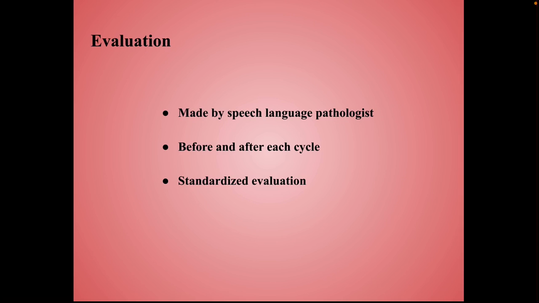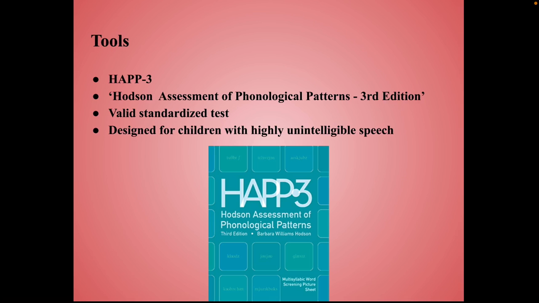The evaluation would be made by a speech-language pathologist before and after each cycle, and it would be a standardized evaluation. The tool that you would need for that is called the HAP3. That stands for Hodson Assessment of Phonological Patterns, the 3rd edition. It's a valid standardized test for this type of thing, and it's designed for children with highly unintelligible speech, which is exactly the clientele that the cycles approach focuses on.